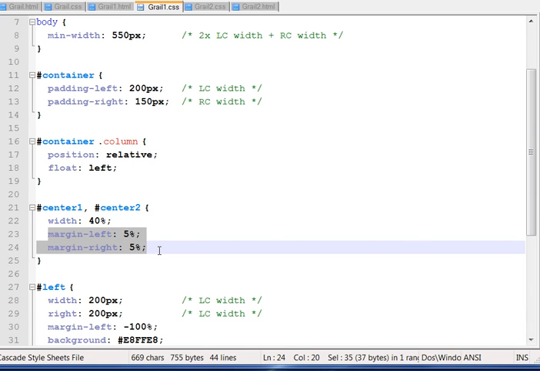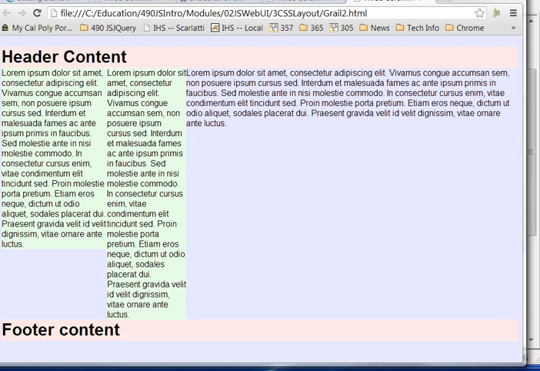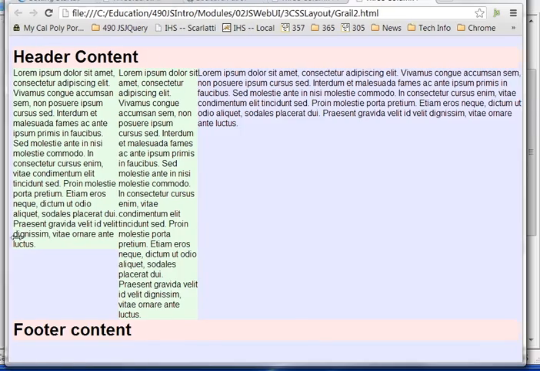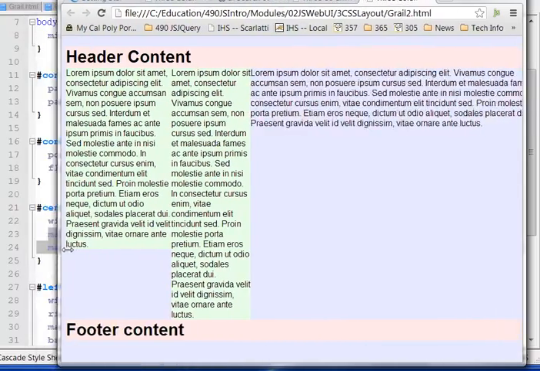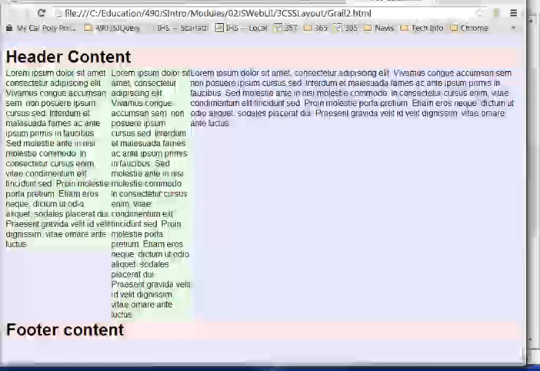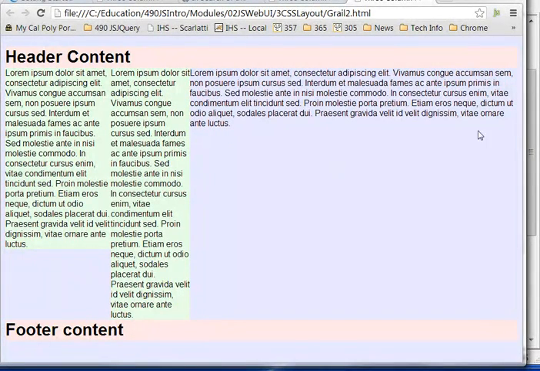So here's question 4. Starting again from the original Grail HTML and Grail CSS, keep a single liquid column, but put both the right and left columns side by side to its left, as I'll show here. Thus. And coming back from a pause there, answer 4.